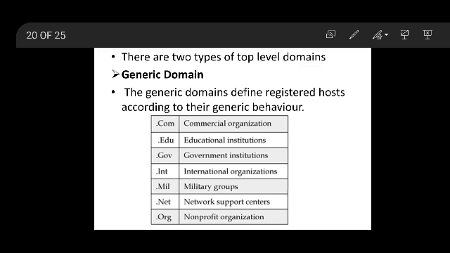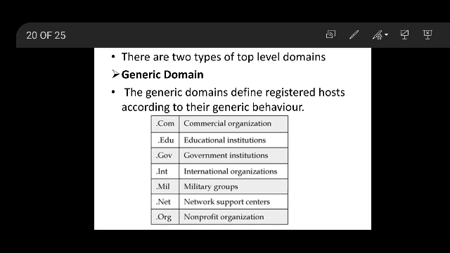Like that, for example, any military related group gets .mil. If it is a network support center, for example Beam, Airtel, Geo, they will end with .net. So .net means some network support services are provided by those websites.